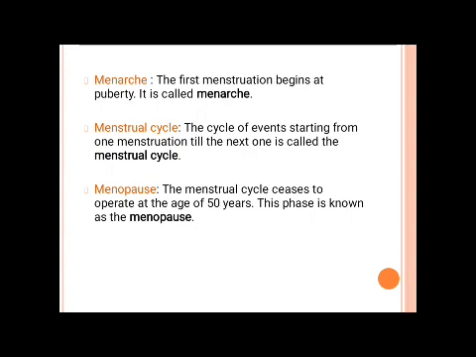Menarche, some definitions, which we will study in the upcoming class. Menarche means the first menstruation, which begins at puberty. Menstrual cycle, the cycle of events starting from one menstruation till the next one, is called the menstrual cycle. Menopause, the menstrual cycle ceases to operate at the age of 50 years. This phase is known as menopause. After 50 years, the mother is unable to produce an egg in her uterus.